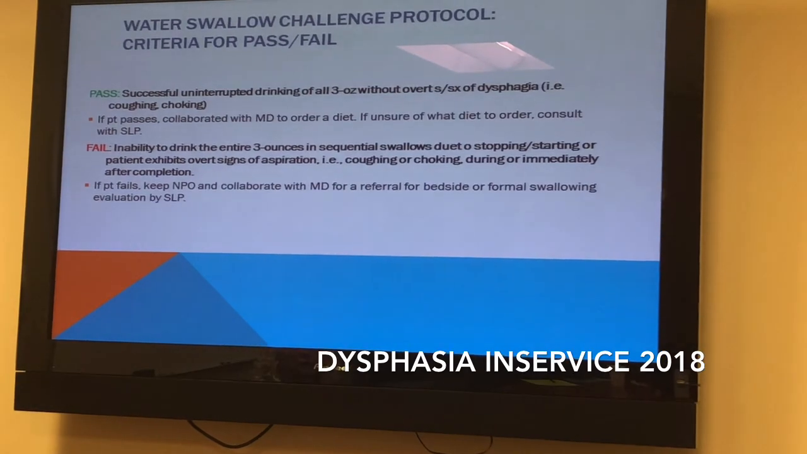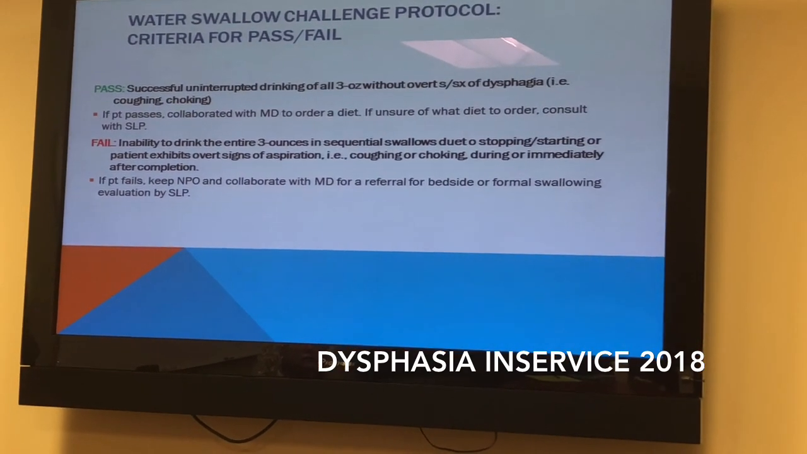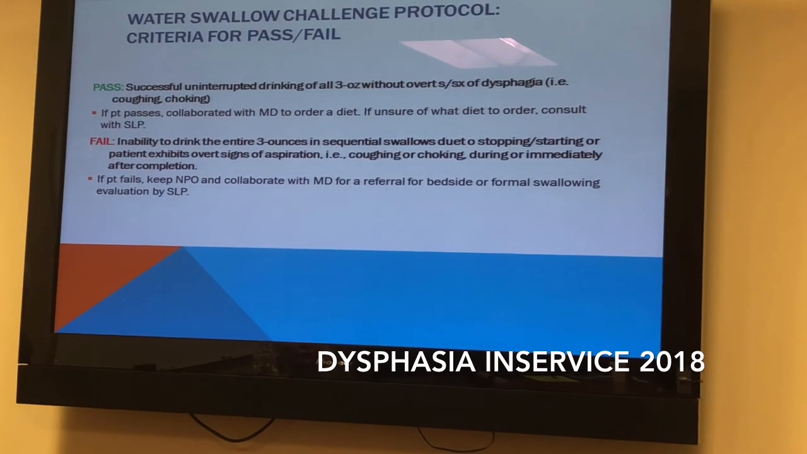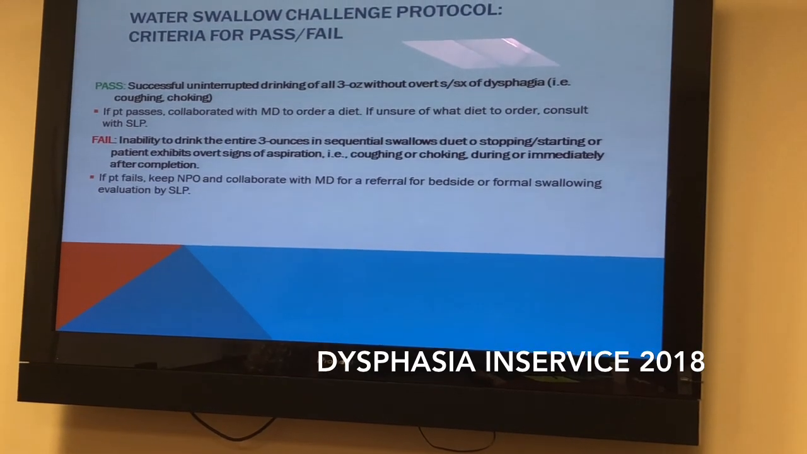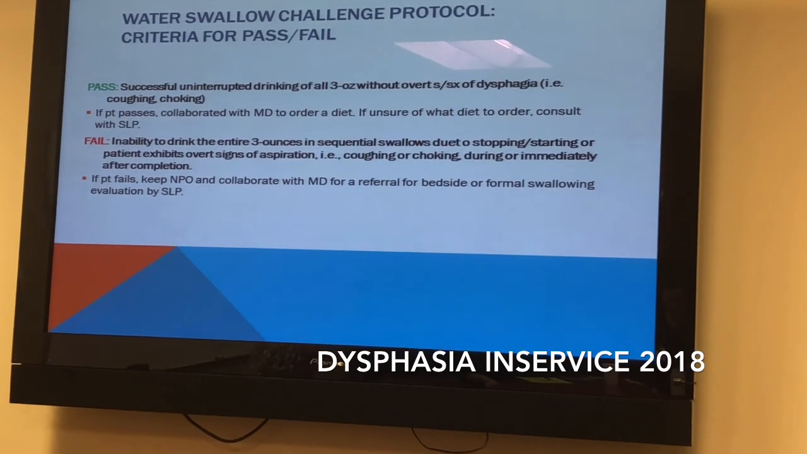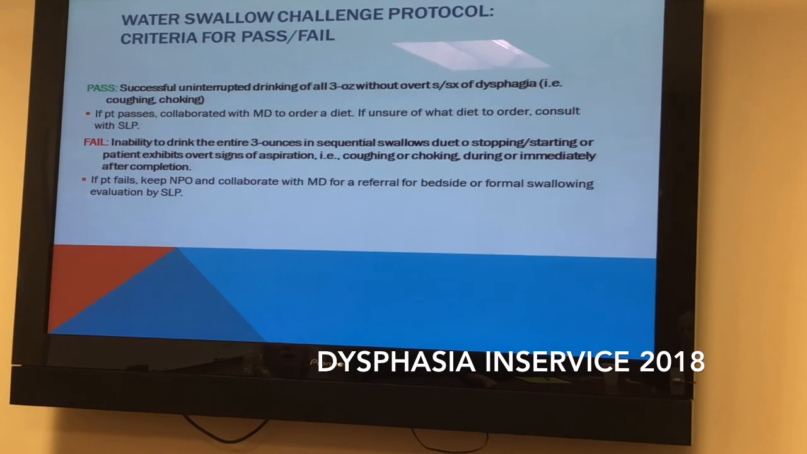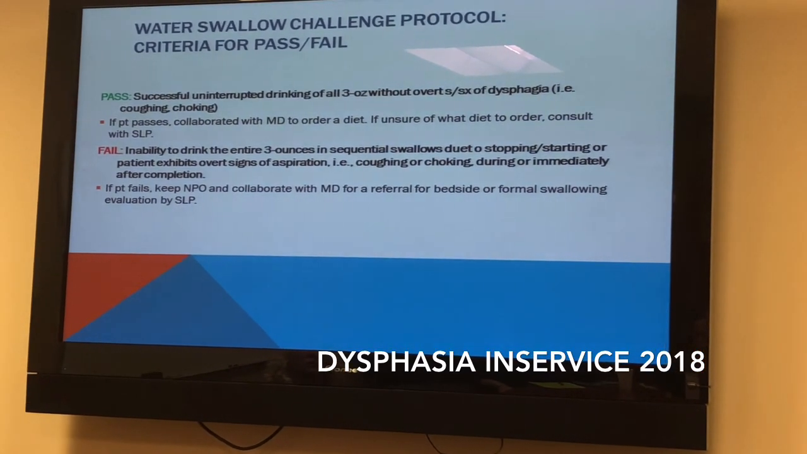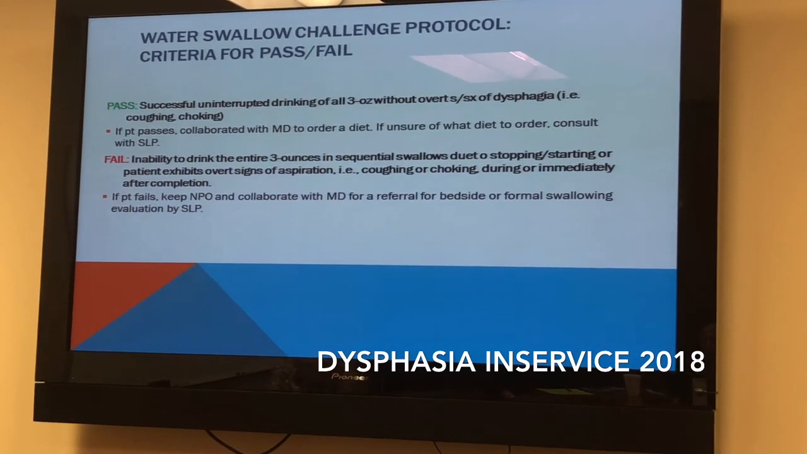A pass is successful uninterrupted drinking of all 3 ounces of water without any overt signs or symptoms of dysphagia. And by overt, we mean coughing and choking. Although certainly you're going to pay attention to some of the other subtle signs that I talked about a minute ago as well. If the patient passes, then you collaborate with the physician to decide what type of diet to order.